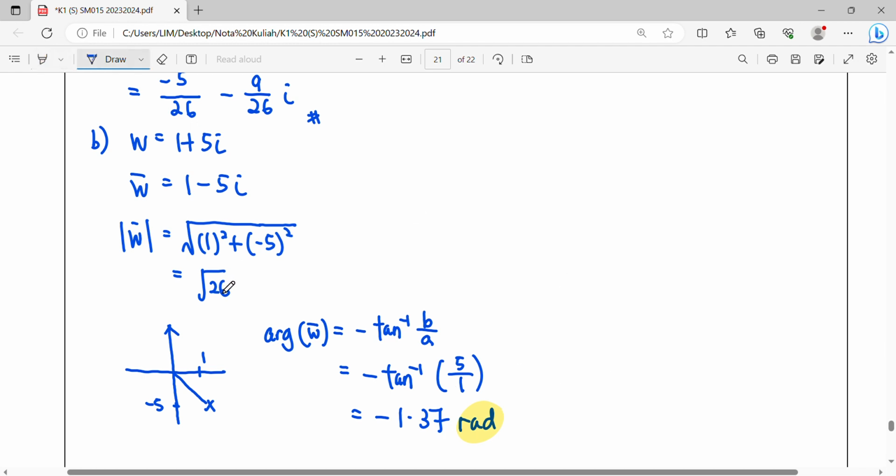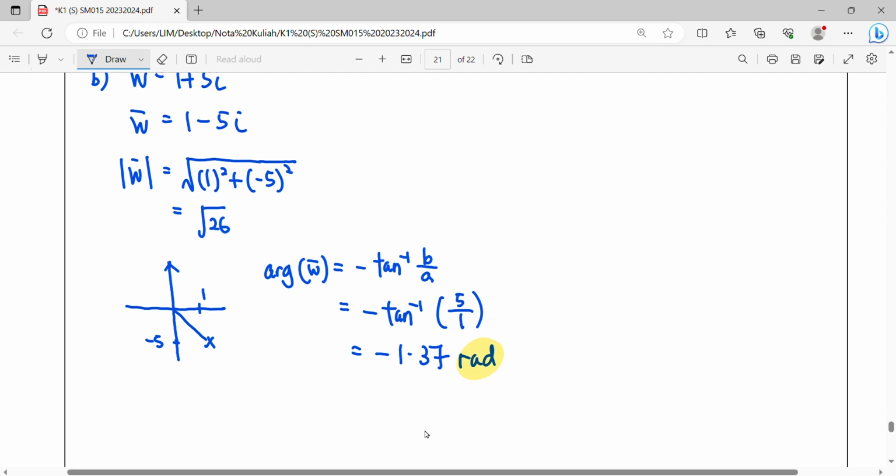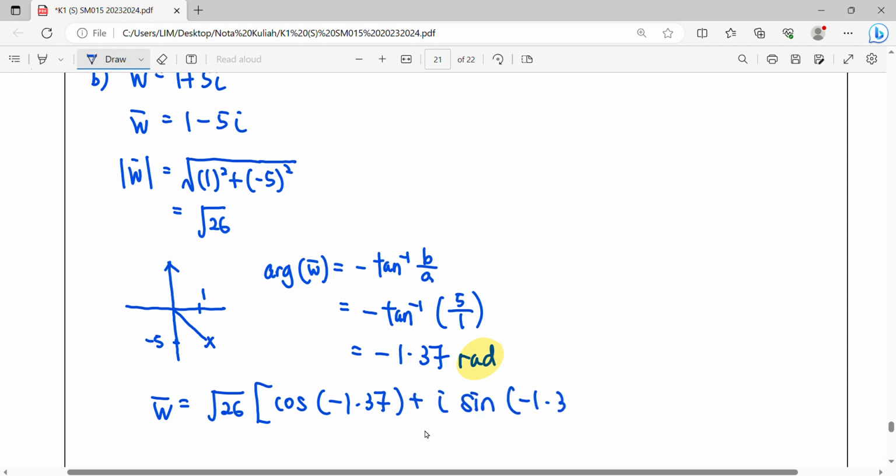So after we have the modulus and argument, we can express this complex number in polar form. Starting with the modulus of the complex number, in the bracket, cos of the argument negative 1.37, plus i sine theta, where theta is negative 1.37. So the argument is actually our theta.